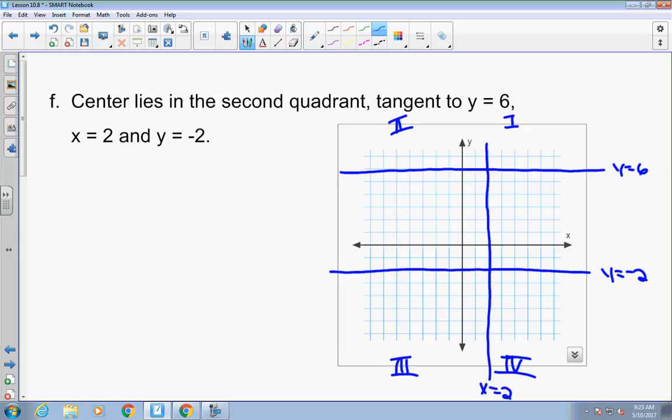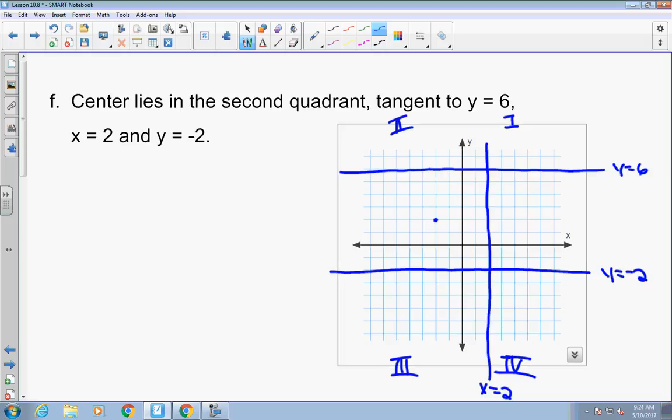Now my circle is going to have a center in the second quadrant, and it's going to be tangent to all 3 of those lines. So what I need to do is figure out what my radius is. I need to look at the distance between these 2 parallel lines, right? What's the distance between these 2 parallel lines? That's the diameter, right? 1, 2, 3, 4, 5, 6, 7, 8. So my diameter is 8, which means my radius is going to be 4. So I need to go over 1, 2, 3, 4, and I need to go down 1, 2, 3, 4. That's a radius here, 4 is a radius here, and 4 is a radius there.